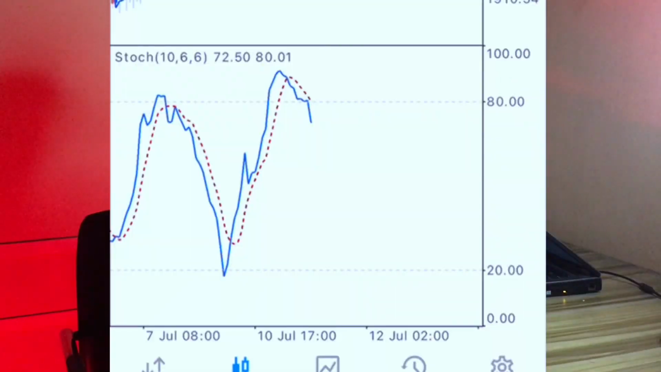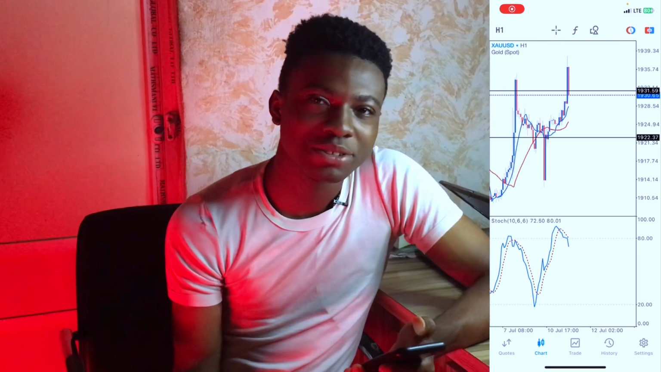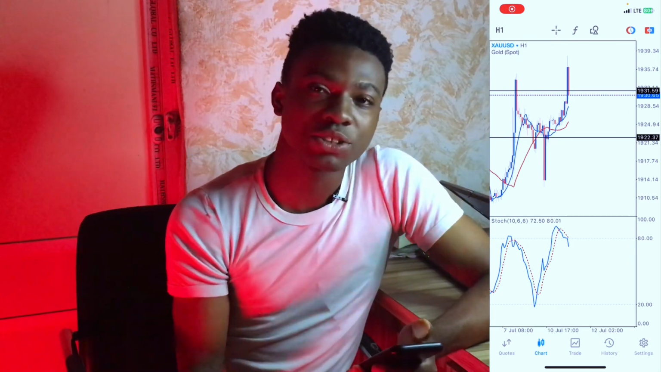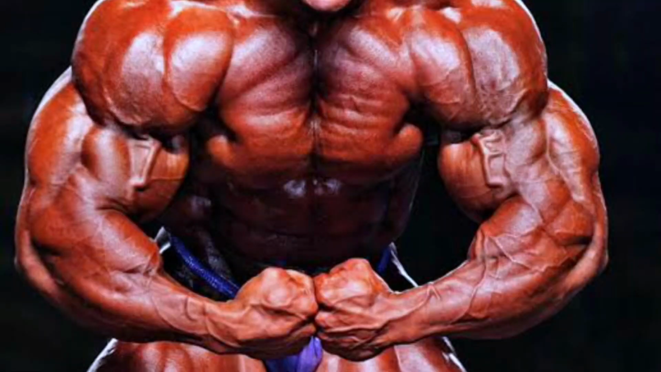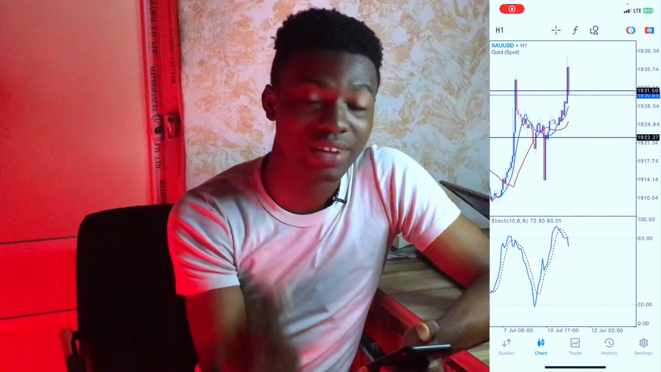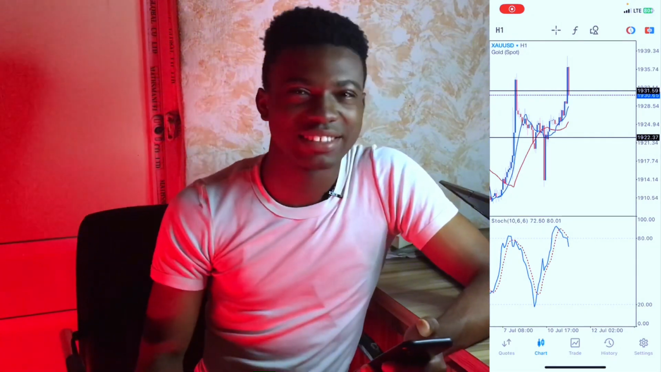Now this thing down here that you're seeing is the stochastic. If you don't know anything about stochastic, I'm sure you know something about RSI. Stochastic is just like RSI on steroids. So this basically gives you those points of overbought and oversold faster. Now in case you don't know what overbought and oversold is, let me give you guys a detailed explanation.